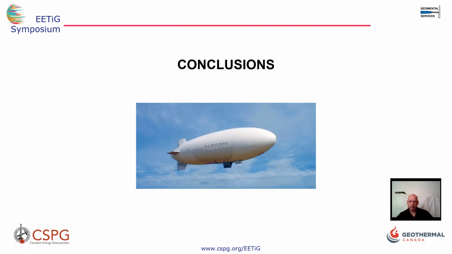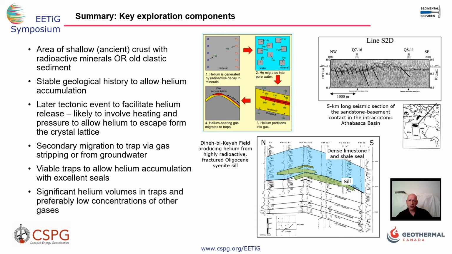So just to move to some conclusions, the key exploration components are an area of ancient crust with radioactive minerals or old clastic sediments. You need a stable geological history to allow the helium to accumulate, and then a later tectonic event to facilitate the helium release. So you really need heating and ideally pressure to allow the helium to escape from the crystal lattice, and then also to migrate through fracture pathways into shallower sediments. And then you need some secondary migration to trap via gas stripping or from groundwater, and viable traps to allow the helium to accumulate, hopefully with excellent seals.